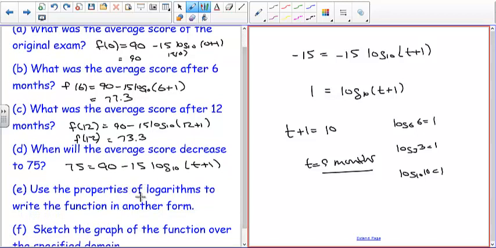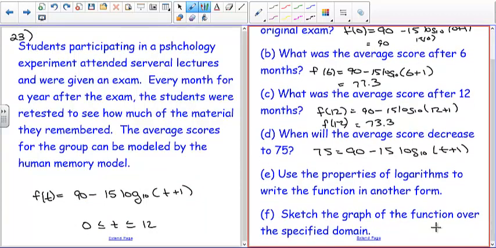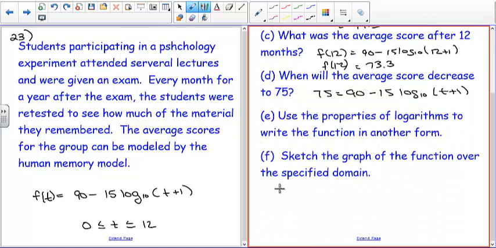Use the properties of logarithms to write the function in another form. So what could we do? This is for part E. We could take the 15 and move it inside. So you'd have 90 minus log base 10 of t plus 1 to the 15th power, which seems kind of crazy, raising something to the 15th power, but because you're taking the log base 10, it kind of cancels out.